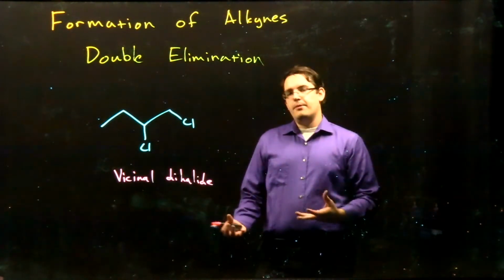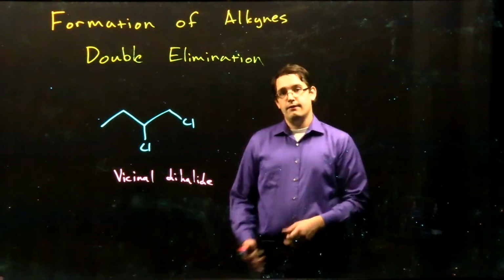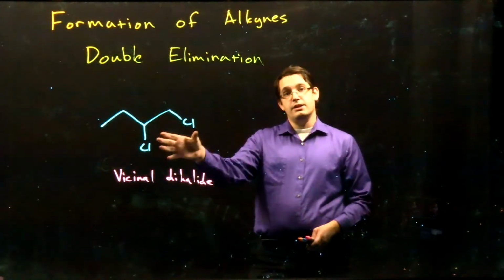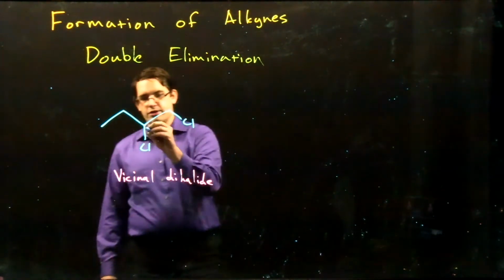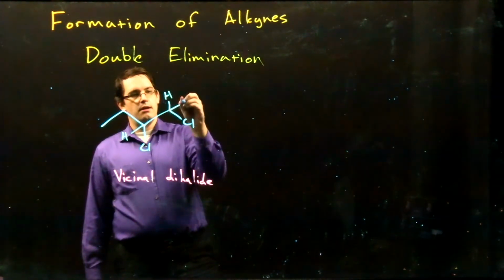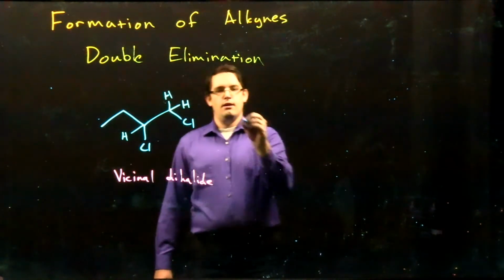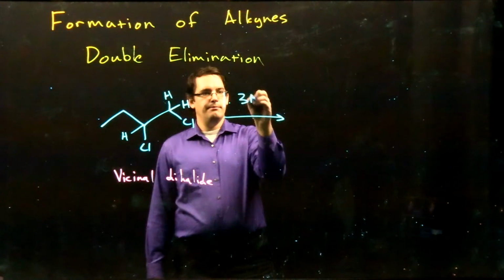Now we can also perform this sort of double elimination with a vicinal dihalide. So a vicinal dihalide is when we have our two halogens on adjacent carbons. And again, we'll have hydrogens here on both of these carbons. And we can eliminate these hydrogens by adding base. So we would add 3 units of our base.